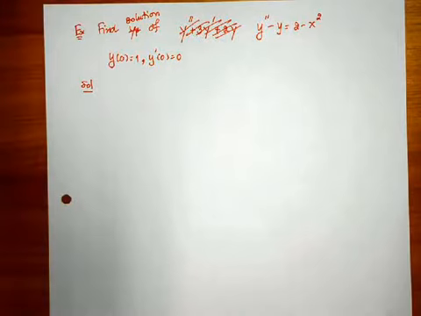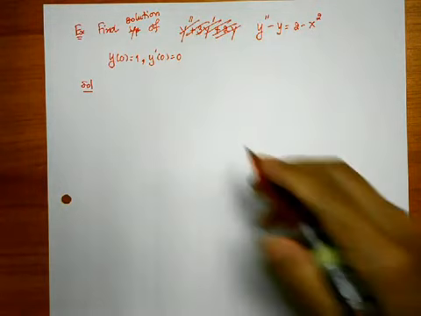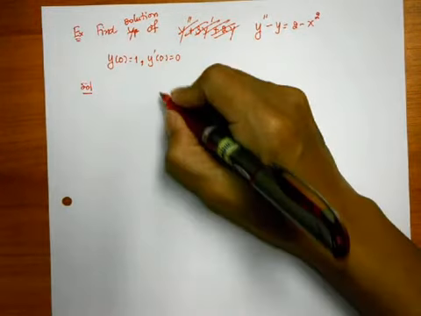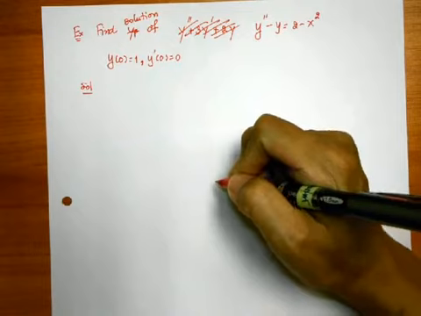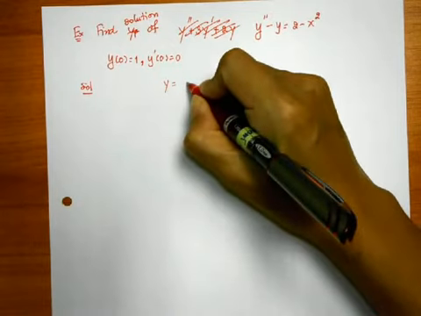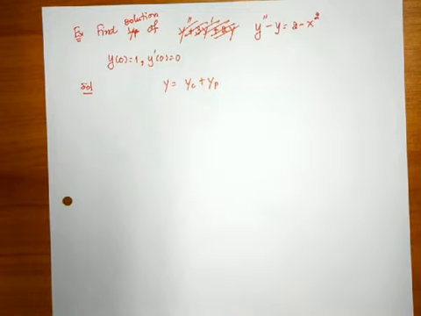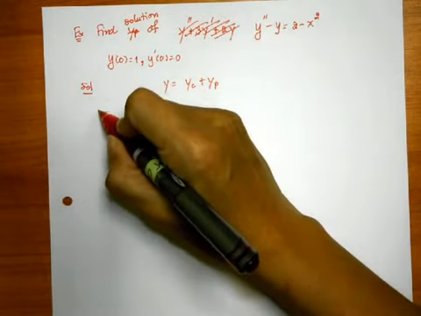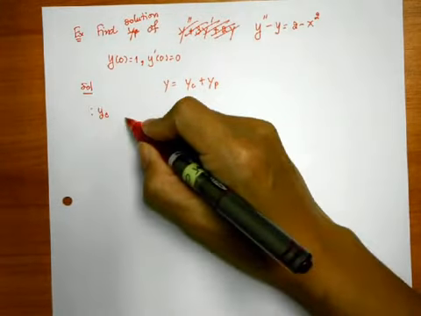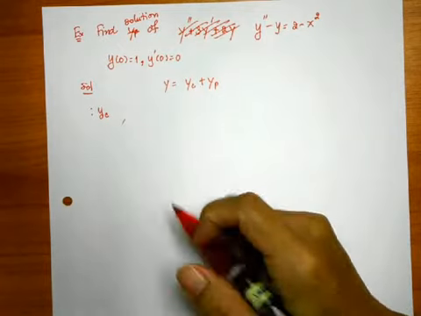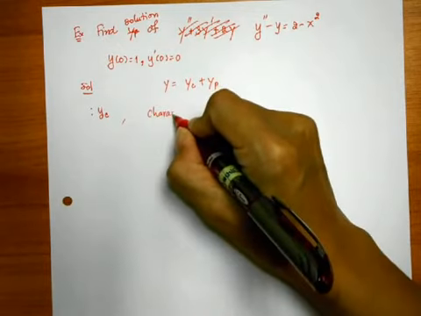At x equal to 0, y is equal to 1, and at x equal to 0, the first derivative of y is equal to 0. Okay. Because this is a non-homogeneous differential equation, the answer would be yc plus yp, right? So we find yc first. For yc, you have to write the characteristic equation.